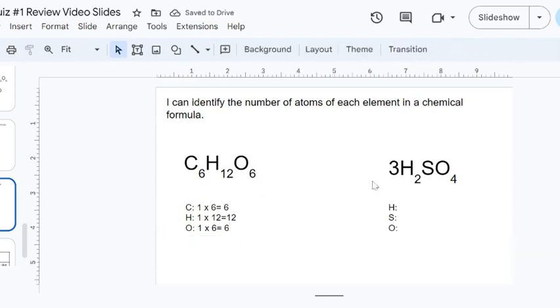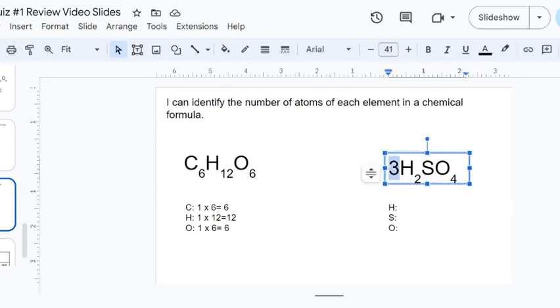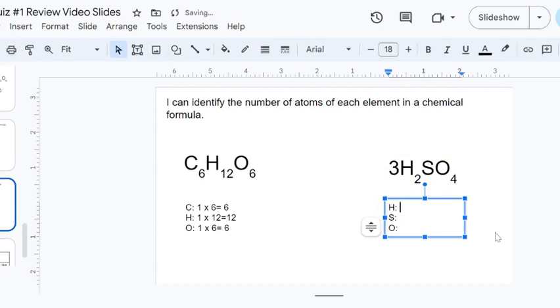Now let's look at this equation. We're going to do the same thing, multiplying the coefficient times the subscript. For H's, we have a coefficient, or a large number in front, of 3. So we are going to do 3 times the subscript, the number that comes behind the H, which is 2. 3 times 2 equals 6. There's 6 atoms of hydrogen in this formula.